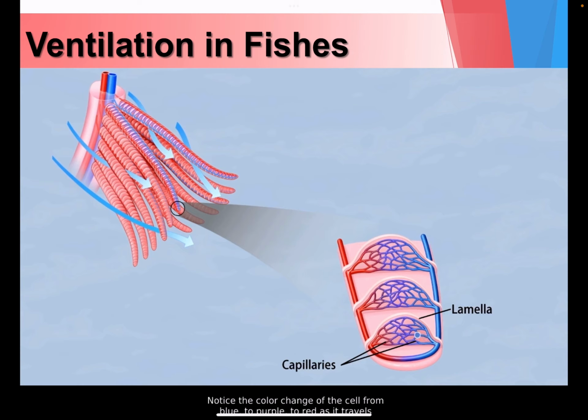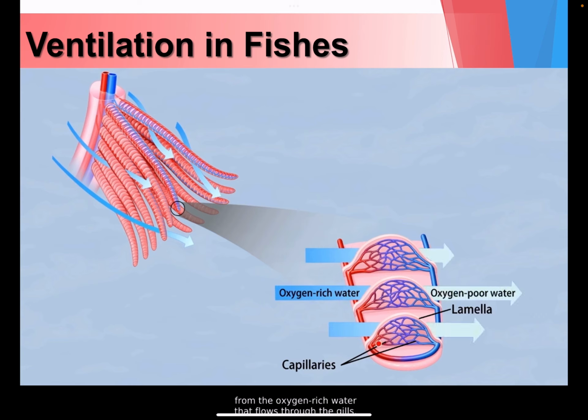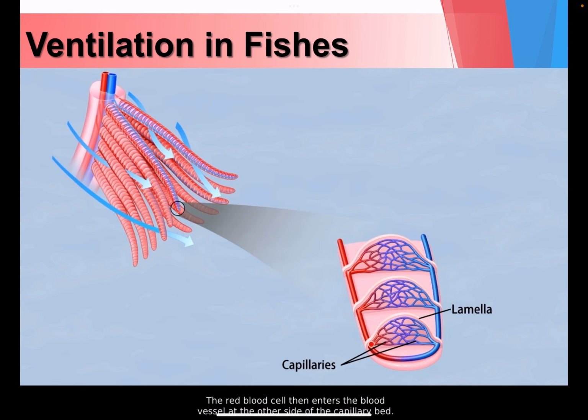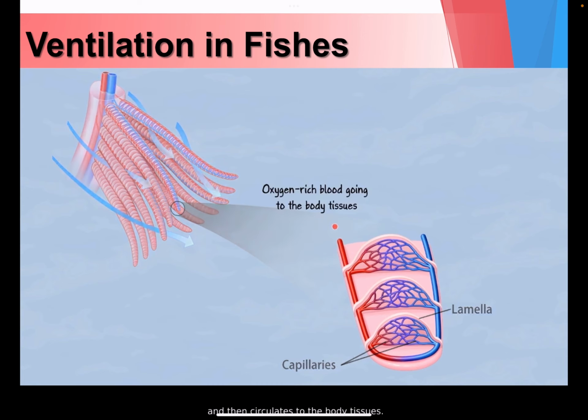Notice the color change of the cell from blue to purple to red as it travels through the capillary bed, picking up oxygen from the oxygen-rich water that flows through the gills. The red blood cell then enters the blood vessel at the other side of the capillary bed. Blood from that vessel flows into the larger vessel in the gill arch and then circulates to the body tissues.